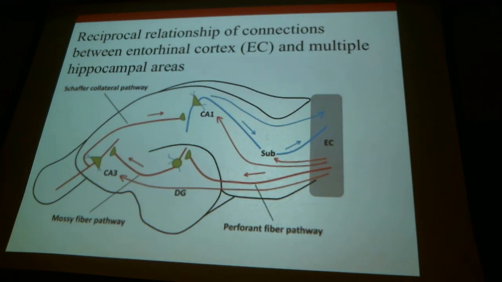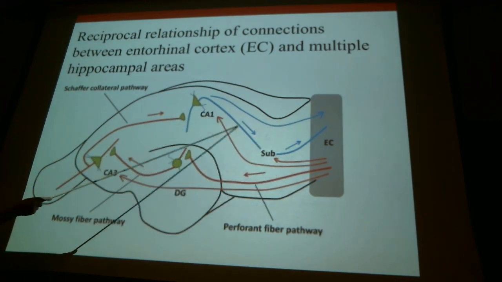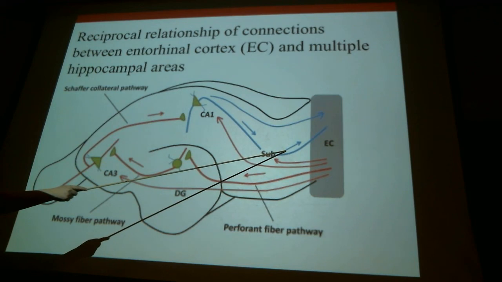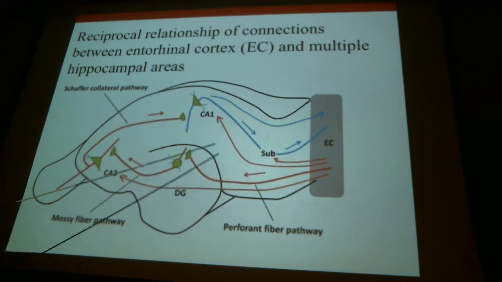But here's a more elaborated version of the hippocampal circuit. Remember, we have dentate gyrus, CA3 to CA1. Well, over here you have entorhinal cortex. So it receives input from hippocampus. This is subiculum of the hippocampus. And it provides input to multiple regions in the hippocampus. So these are reciprocally interconnected areas. And so it's a really thorny problem.